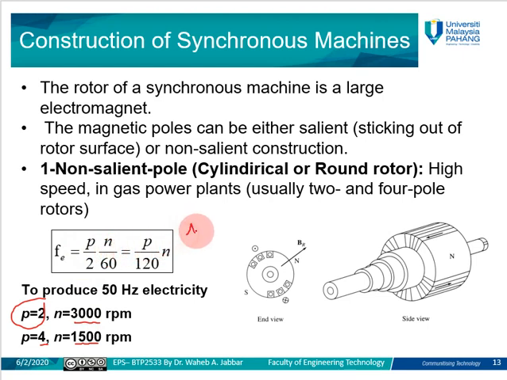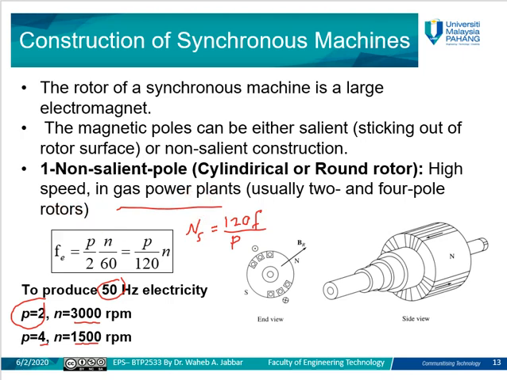Actually, NS is equal to 120 F over P, the number of poles. So if we want the frequency to become 50 hertz, the 50 will be here. So the speed will become 3000 in the case of two poles, or 1500 in the case of four poles. This we call the cylindrical or round rotor type, and it is usually used in gas power plants which require a high-speed turbine.